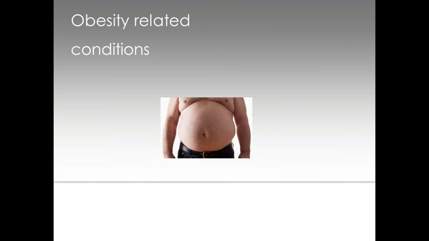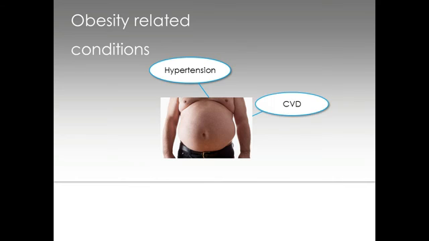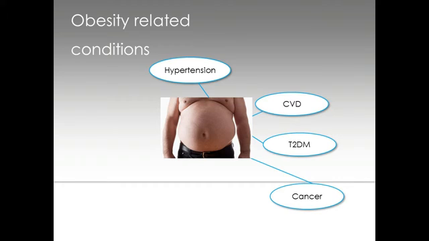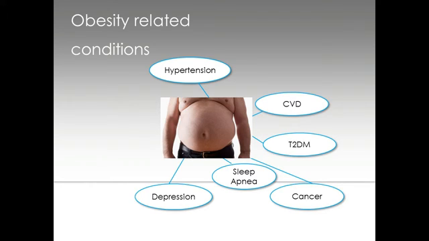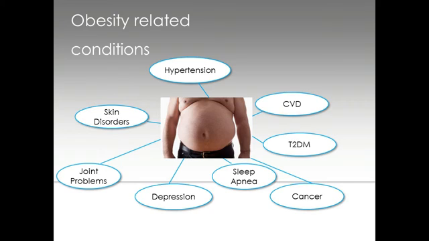Now, just while we're on the subject of body fat and so on, I just want to spend the next few slides talking about obesity, right? And basically, the proven conditions that are associated with obesity would be hypertension, which is a fancy name for high blood pressure, cardiovascular disease, type 2 diabetes, a lot of different types of cancer, including breast cancer and colon cancer, sleep apnea, which is a condition whereby you basically stop breathing for extended periods of time in your sleep, and it can be potentially very dangerous and fatal. Absolutely depression, joint problems, so hip issues, knee issues and so on, and skin disorders.